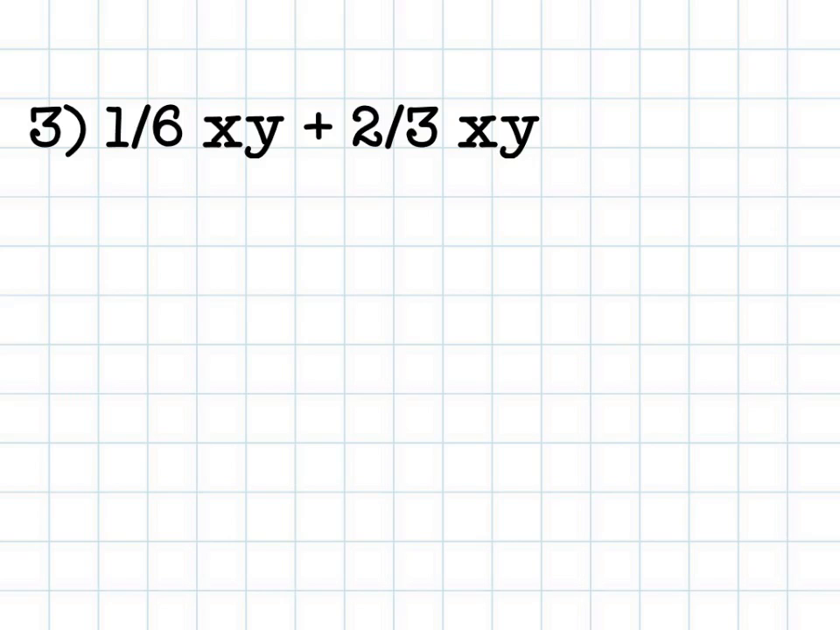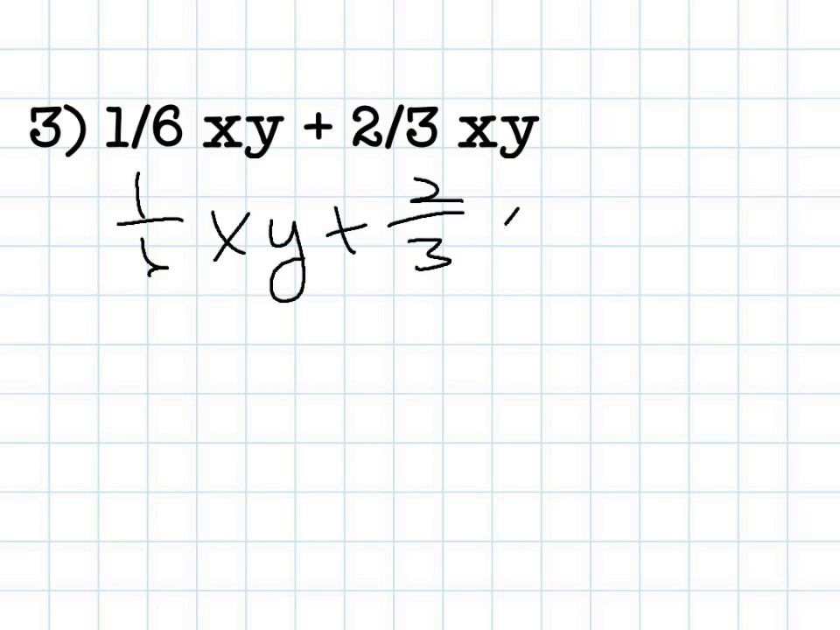Now remember, when you're adding or subtracting fractions, you must find a common denominator first. Pause the video for a moment and see if you can solve this problem. Okay, we have like terms because, again, they both have an xy without a power. So what we want to do is rewrite it, and I'm going to write it this way just so you can see it. 1/6 xy plus 2/3 xy.